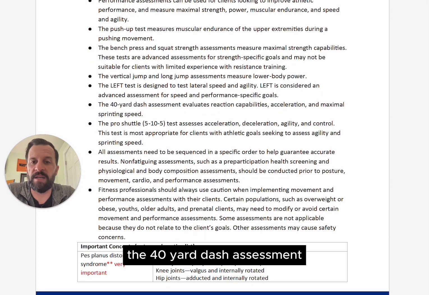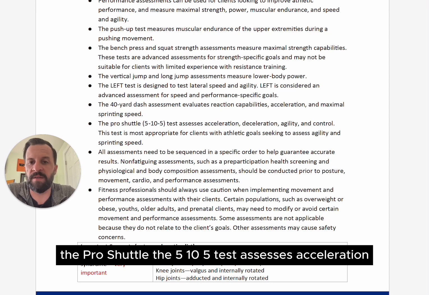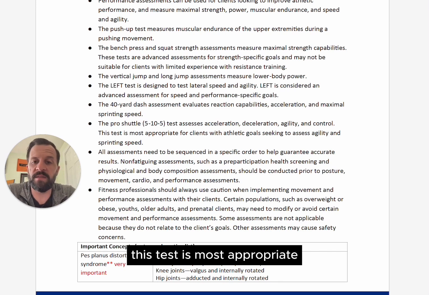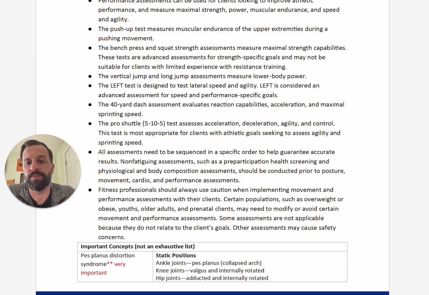The 40-yard dash assessment evaluates reaction capabilities, acceleration, and maximal sprinting speed. The pro shuttle, the 5-10-5 test, assesses acceleration, deceleration, agility, and control. This test is most appropriate for clients with athletic goals seeking to assess agility and sprinting speed.